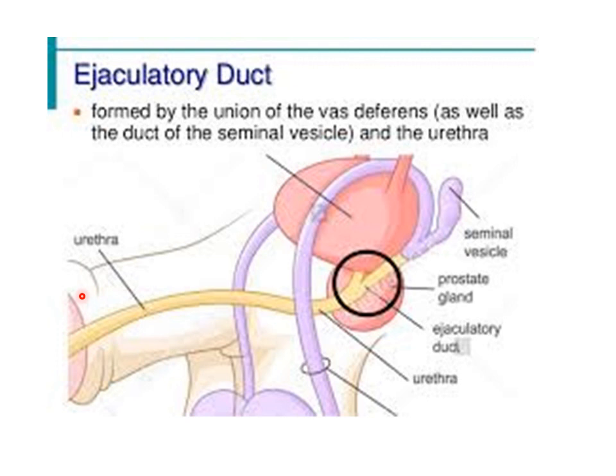Within the penis, it is surrounded by a cylindrical body of erectile tissue called the corpus spongiosum. Hence, the penile urethra is also known as the spongy urethra.